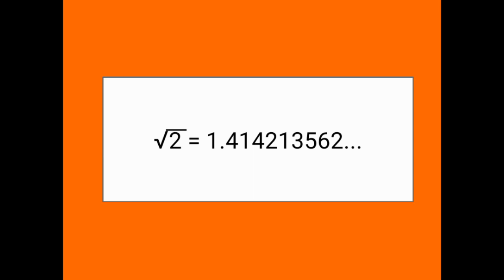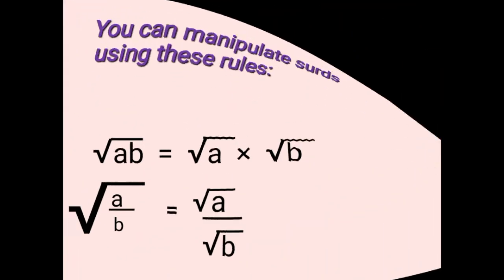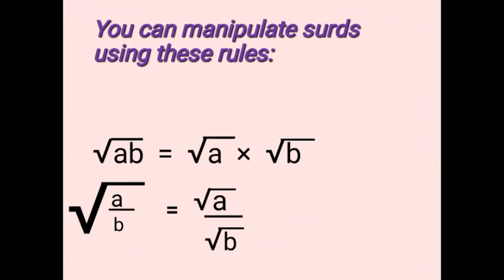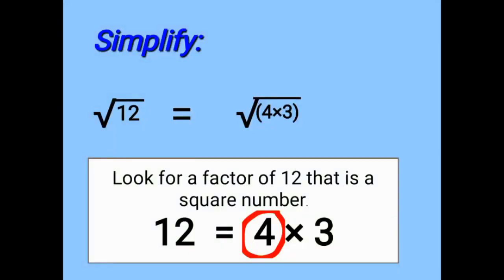As you can see in this example, the decimal expansion of a surd is never ending and never repeating. You can manipulate surds using these rules. Square root of ab equals square root of a times square root of b. Square root of a divided by b equals square root of a over square root of b.